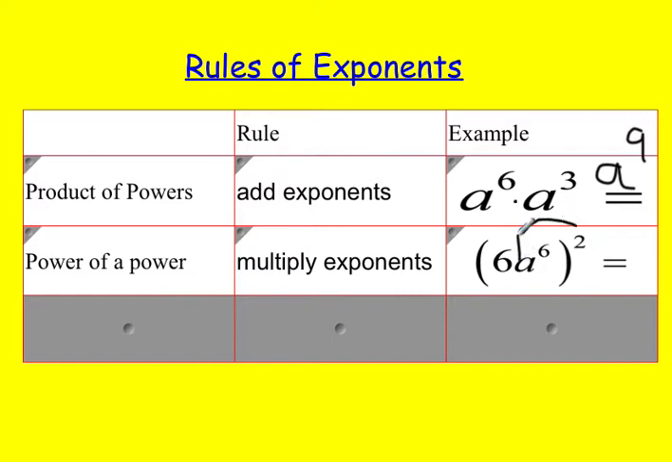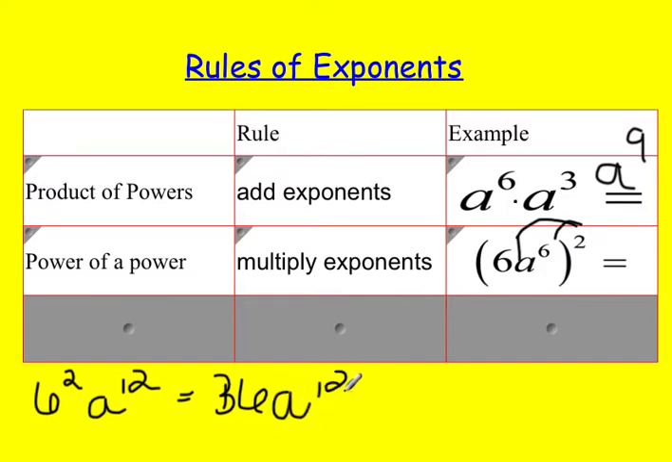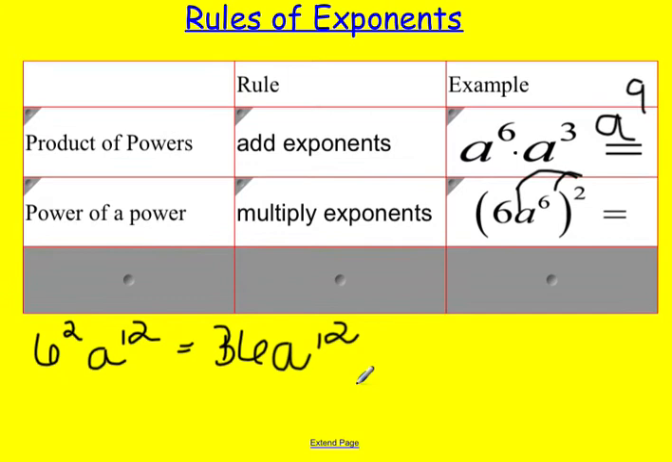So I'm going to take this power of 2 and multiply each of those powers by that number. So 6 to the 1 times 2 is 6 to the 2. And a to the 6 times 2 is a to the 12. Now with the numbers, to take 6 to the second power is going to be 36. We always want to simplify out the numbers. 6 squared is the same as 6 times 6, so that becomes 36, and then we have a to the 12.